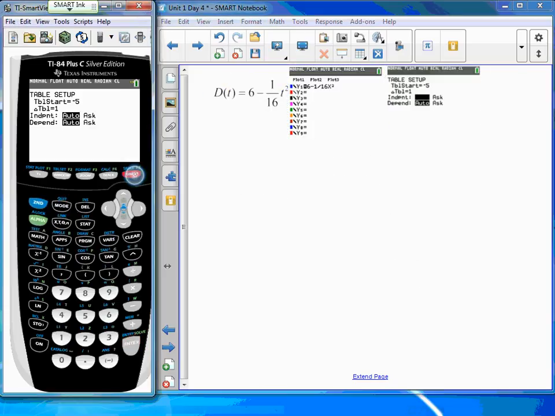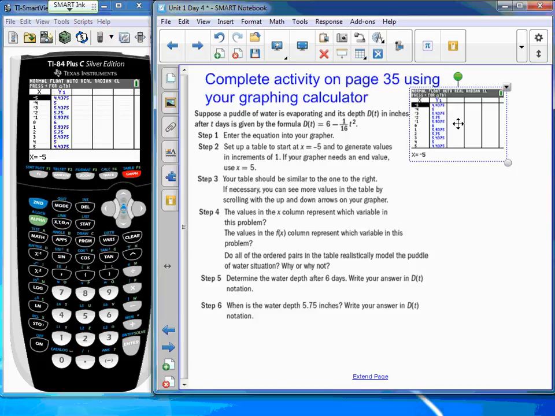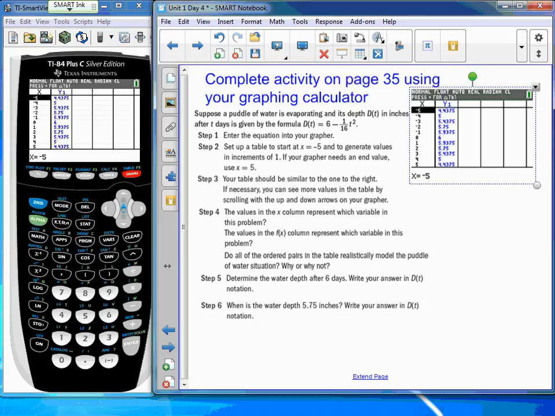Now let's go to my table. I didn't want to do graph. How do I do table? I do second graph. Sorry about that. Second graph. And I should now generate this table. Go ahead and show your partner your calculator and make sure you agree. Everybody's able to generate the table?